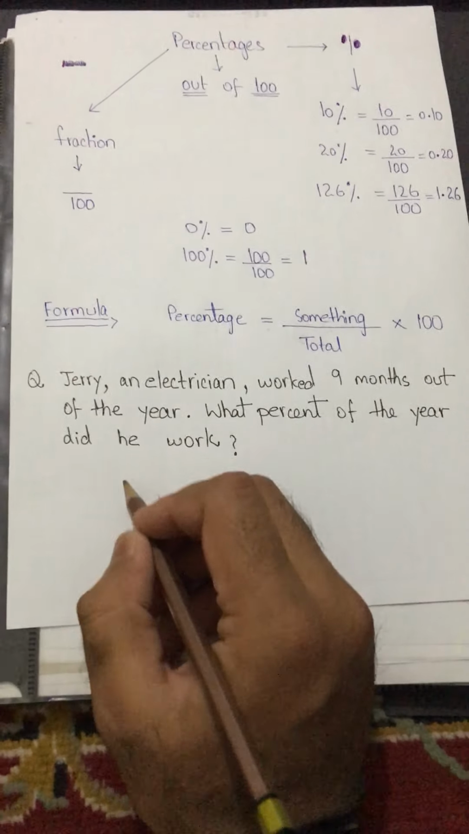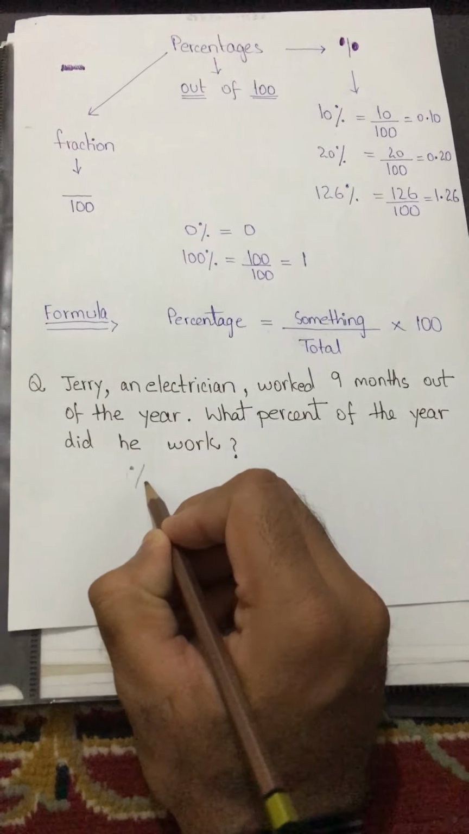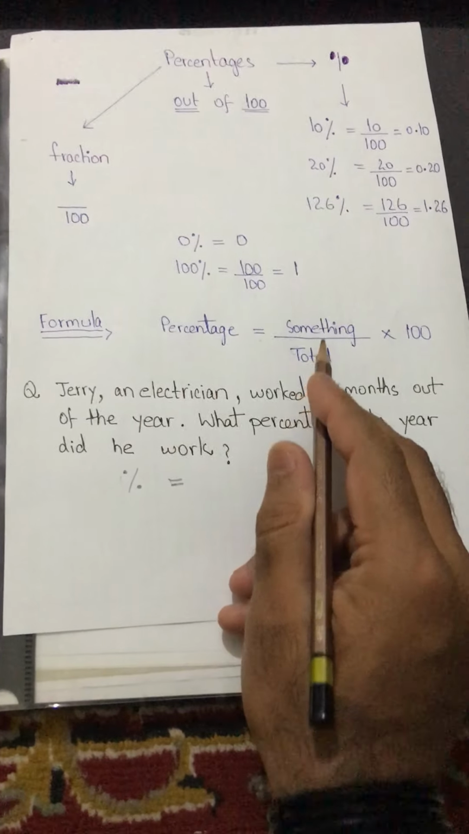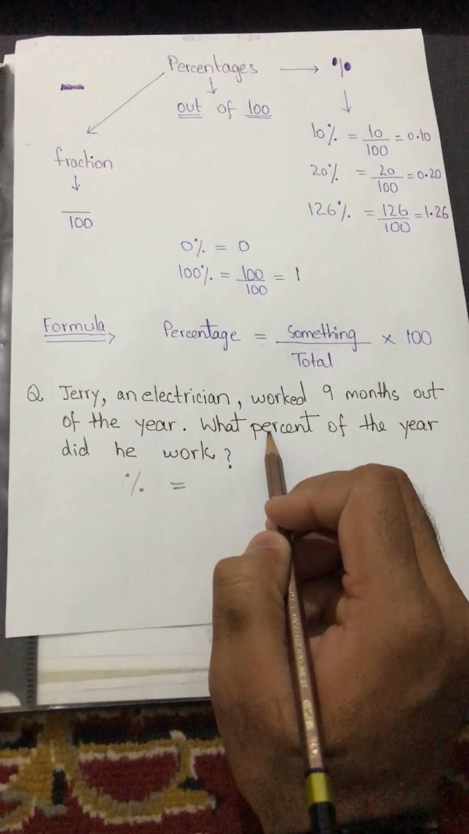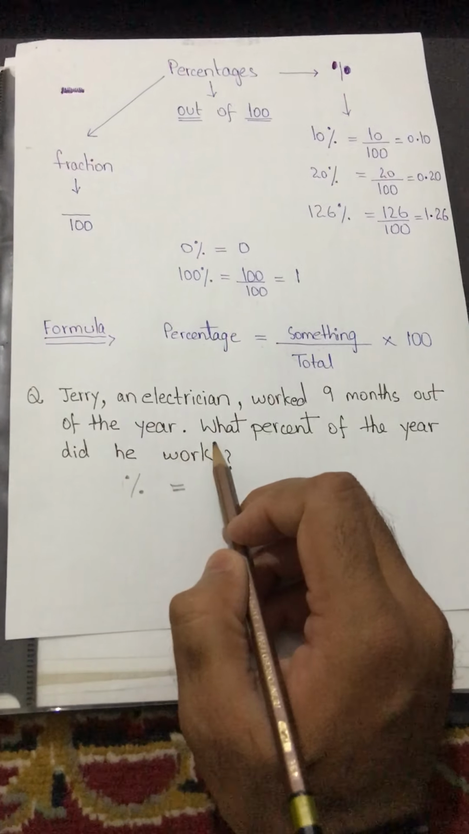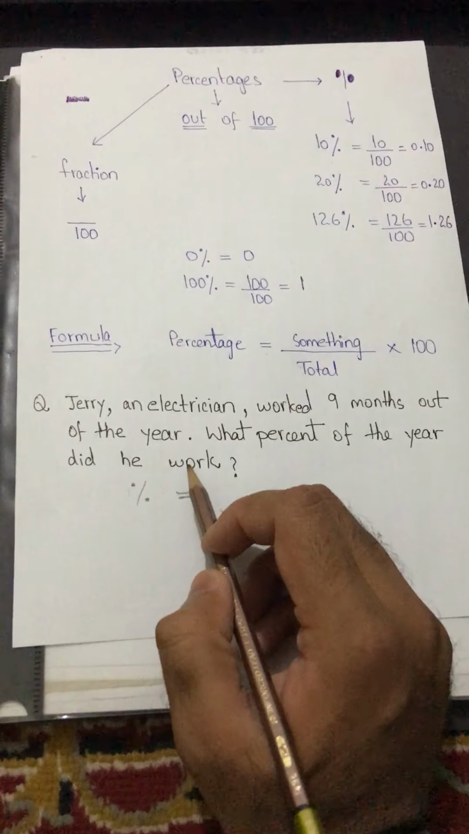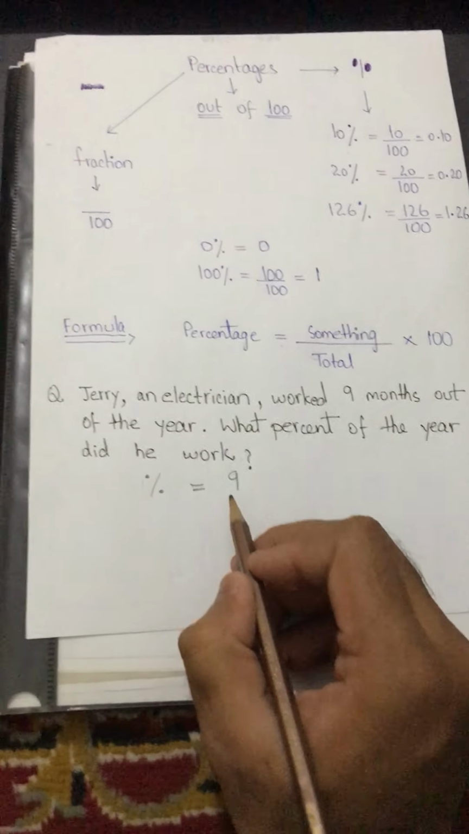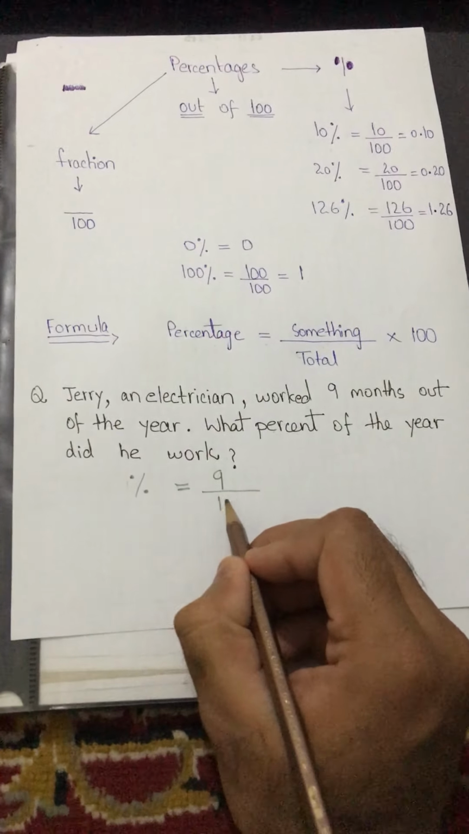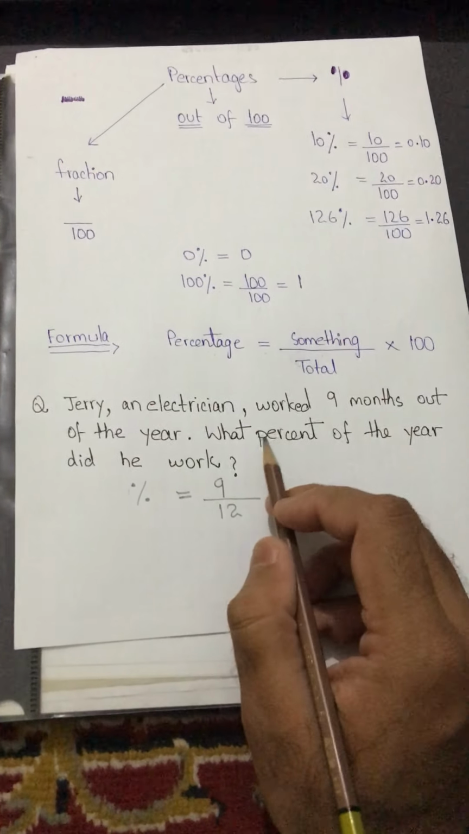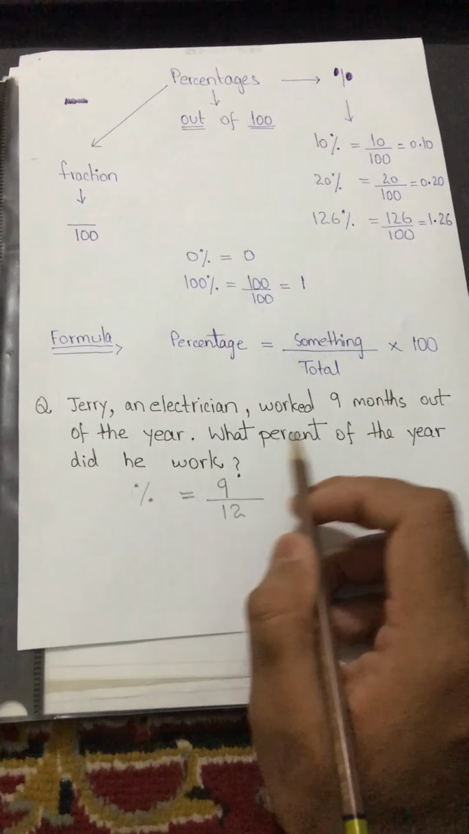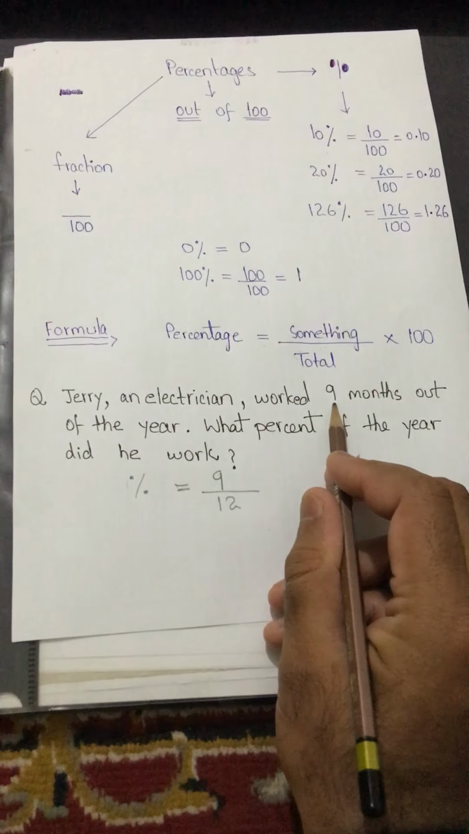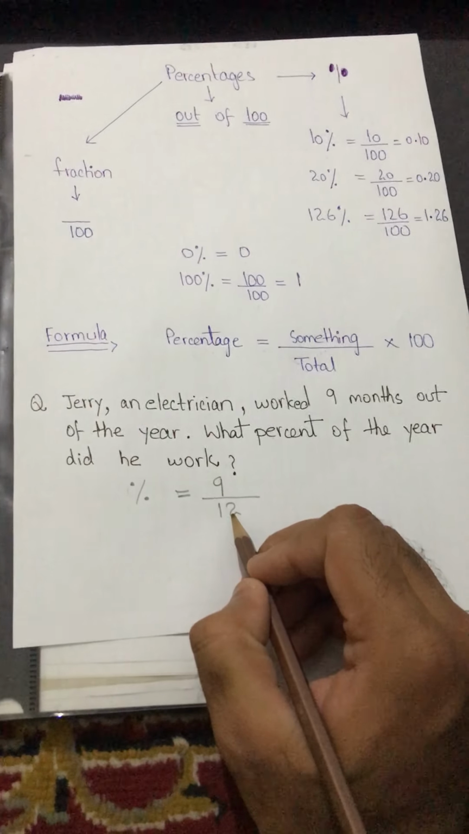First of all, I will write my formula, and I will use the symbol for percentage. Percentage is equal to something, the thing I have to find out, which is the number of months Jerry works. So it is 9 months Jerry works, out of 12, because there are 12 months in a year. So 9 months is the duration which Jerry worked, and 12 is the total.